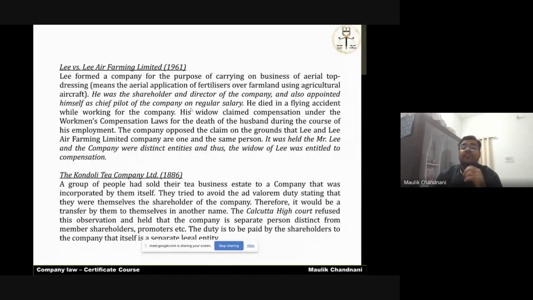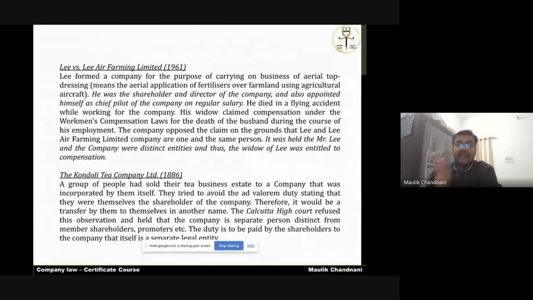But the other directors refused the contention on the fact that no, he was not an employee. He was the owner. He was a director. In what capacity can you ask for an employee's compensation? And the matter went to the court. And the court once again decided that this particular company is a separate person. Mr. Lee is a separate person as a shareholder. Mind my words. Mr. Lee is a separate person in the capacity of director. And Mr. Lee is a separate person in the capacity of employee, that is chief pilot.